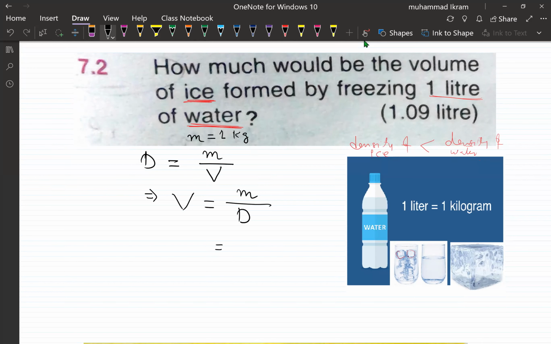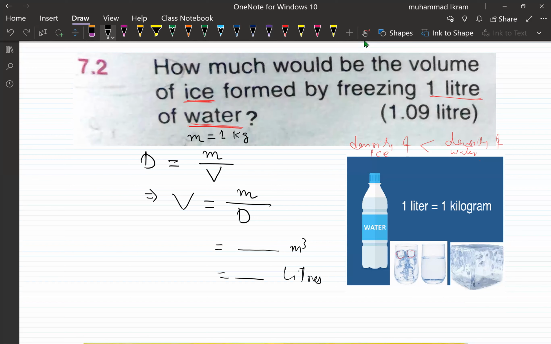And the density of the ice, which you will see in the list, unfortunately I do not remember by heart, but I think it is 920 kilogram per meter cube. I'm not sure about it, but I think it is like that. So when you divide the mass, 1 kilogram, by 920, you will get the answer in meter cube, and then later change it into liters. So solve it yourself, and then consult me.